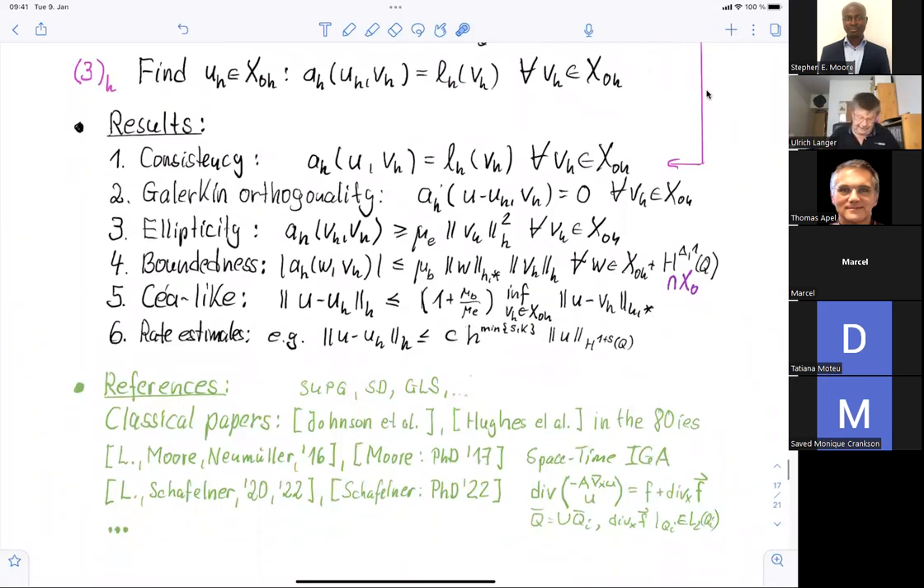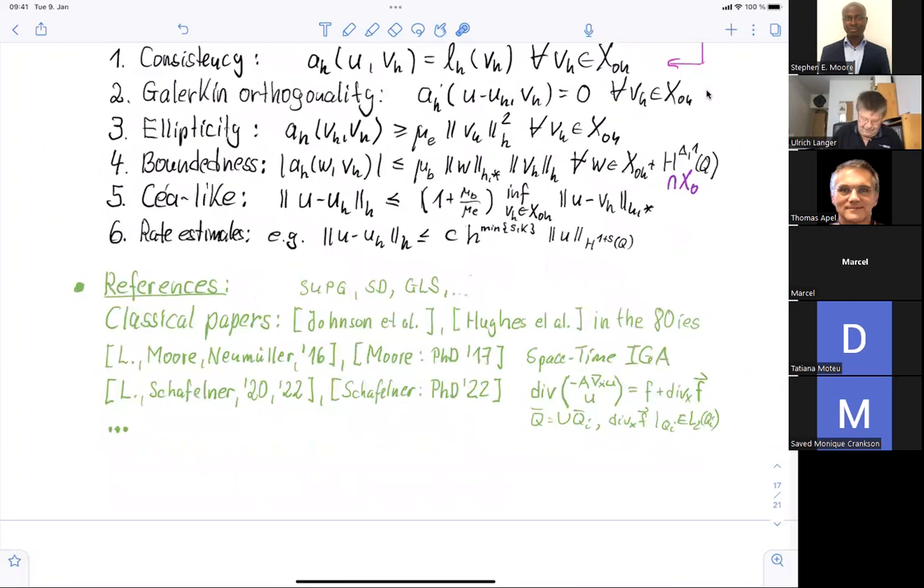So there are classical papers on this SUPG, streamline diffusion, Galerkin least squares by Johnson, by Hughes in the 80s, using also this technique on time slices. So we did this with Stephen in his PhD thesis with IGA, space-time IGA. And recently with Andreas Schafelner, we did this also if we have a right-hand side that is distributional.